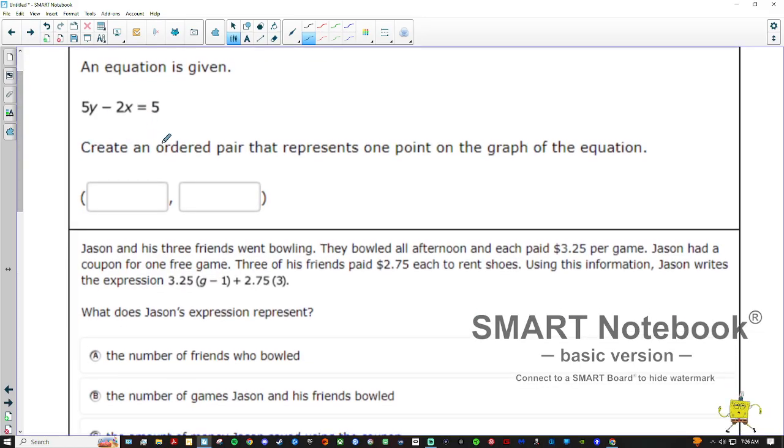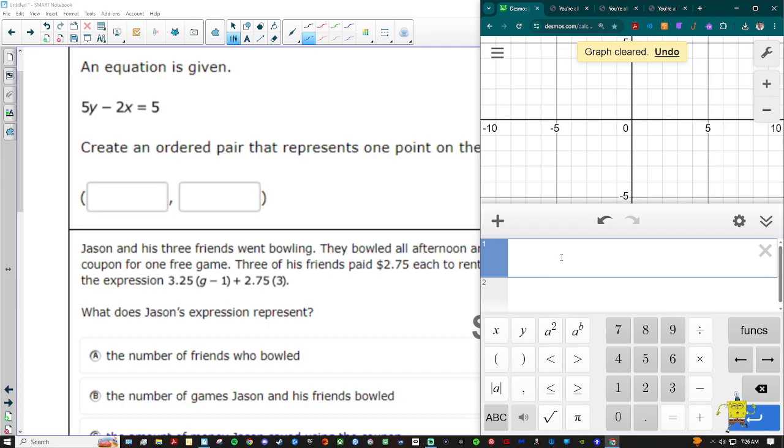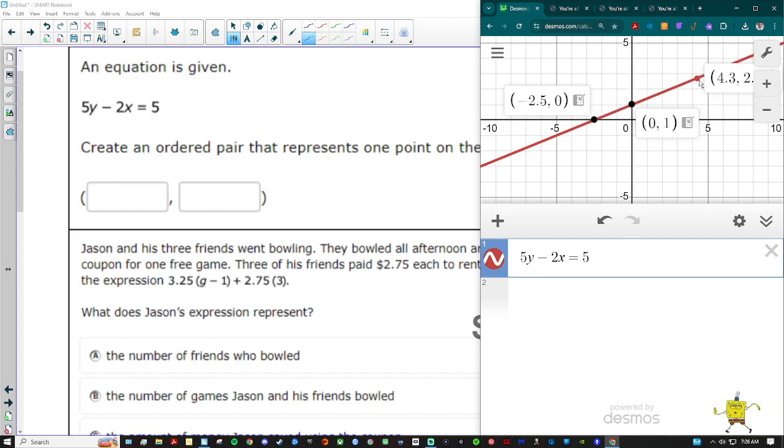An equation is given. Create an ordered pair that represents 1 point on the graph. Again, if we go over to Desmos and I type in 5y minus 2x equals 5, I just need to find 1 point on my graph. Here's 1, 0, 1. Here's 1, negative 2.50. Remember, you can always click on your graph and you could go and find one. There's 1, 5, 3. Right here's negative 5, negative 1. Okay, so you can click and drag to also find any, but we could just do 0, 1.